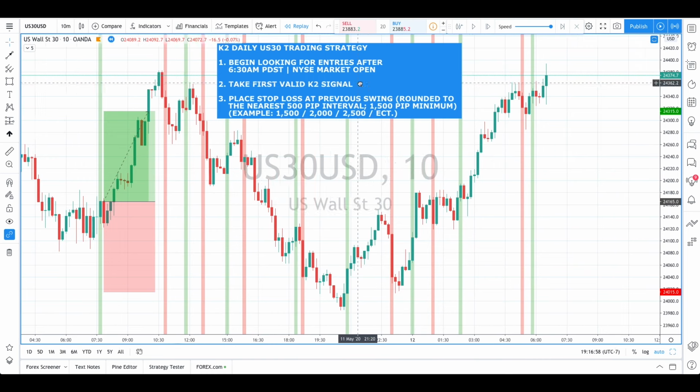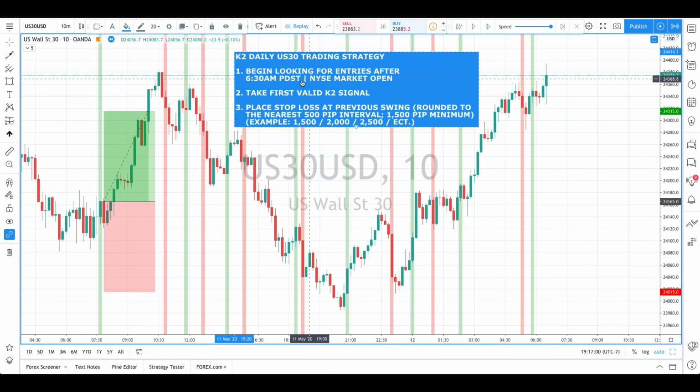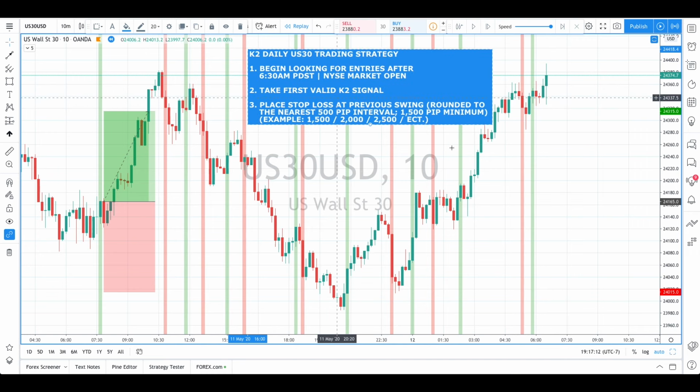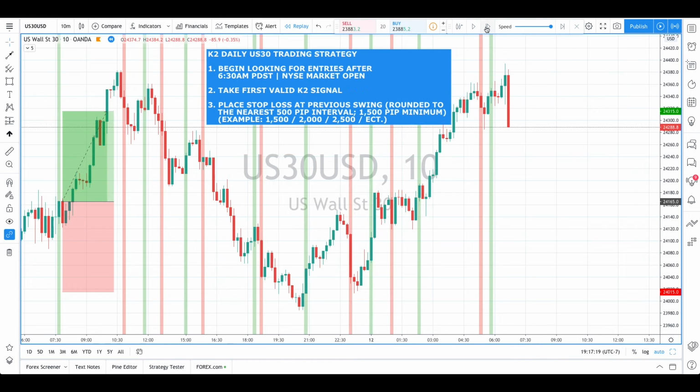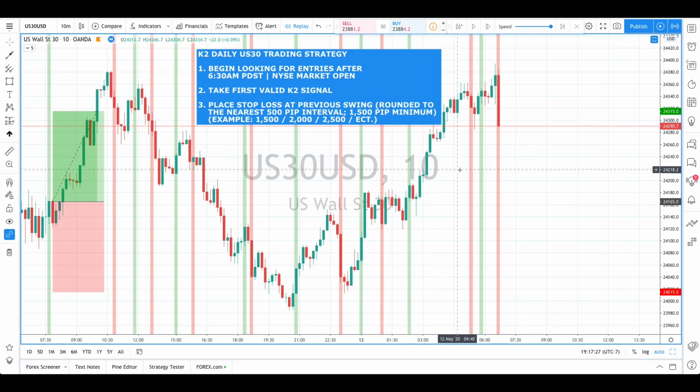Alright, so the first requirement is that we start looking for entries after 6:30 a.m. So right here is 6:30 a.m. This is when the stock market opened. So first requirement's been met. Next, we're going to take the first valid K2 signal that appears. So after this candle, we're going to take the first candle that is a valid K2 signal. Alright, so right here we have a valid signal because it's a sell signal plus it's with a bearish candle. So this makes it a valid K2 signal.